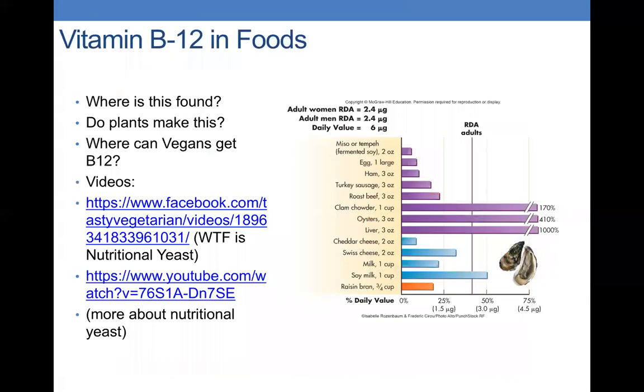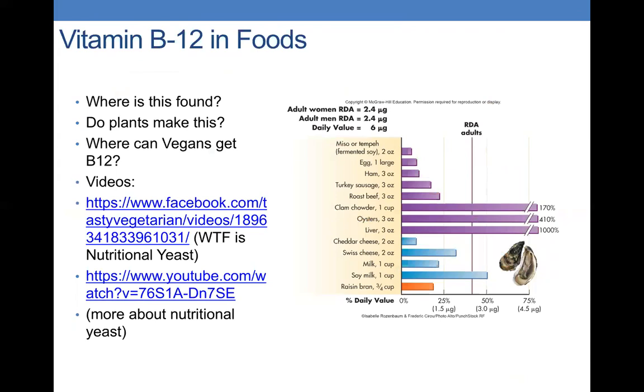We get B12 from animal sources or fortified foods. An additional source of B12 is nutritional yeast. Plants do not make B12, so vegans need to get B12 through supplements or from nutritional yeast. I put some videos about nutritional yeast here in case you haven't heard of it.